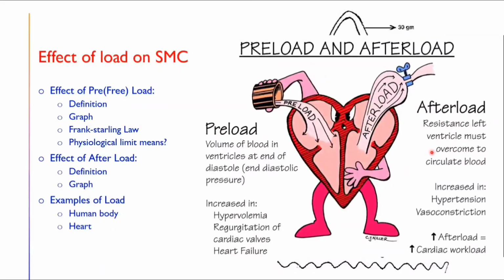Then the example of the human heart. What are the preload and afterload? In the human heart, the preload is the blood that is coming to the ventricle. Whenever the venous return comes to the ventricle, it will stretch the ventricles. So the more the venous return, the more the stretching of the ventricle, so the more forceful the contraction. So preload in the case of the heart is venous return.